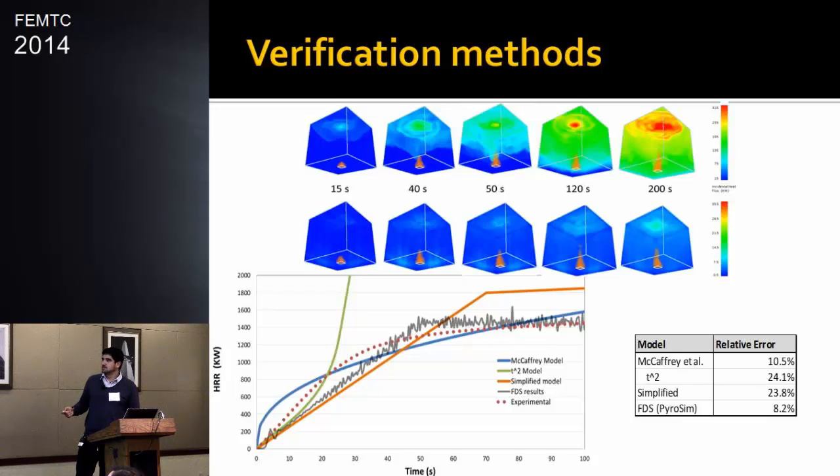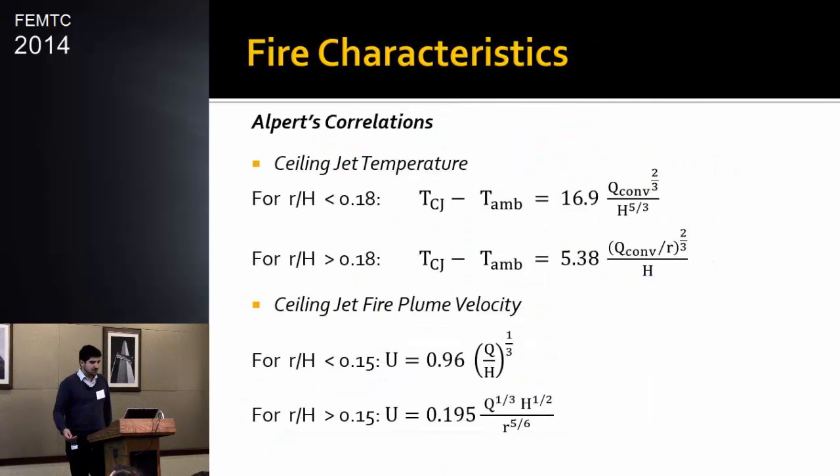And I was able to validate these results and to decide to use the McAfee model, because it has 10% error. Obviously, the FDS is the one that's more fitted to these results. But well, for designing my tool, I decided to use the McAfee model because it's easier for me to design the code.